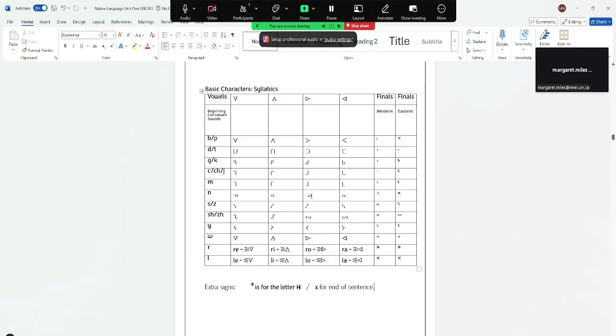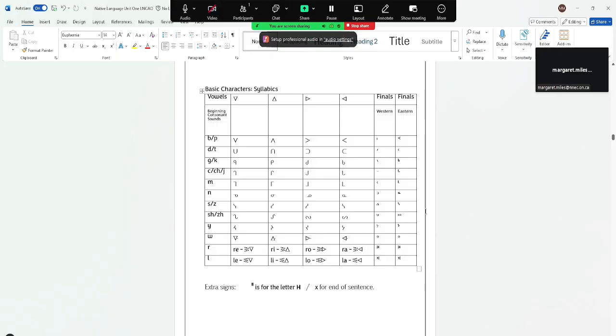Ne, Ni, No, Na. Se, Si, So, Sa. She, Shi, Sho, Sha. Ye, Yi, Yo, Ya. We, Wi, Wo, Wa. Re, Ri, Ro, Ra. And the last column, Le, Li, Lo, La.